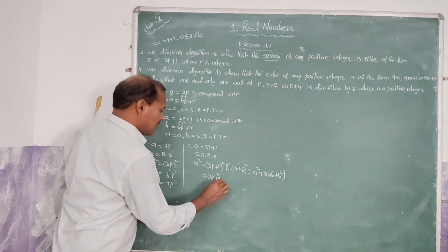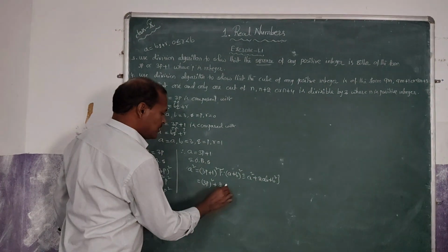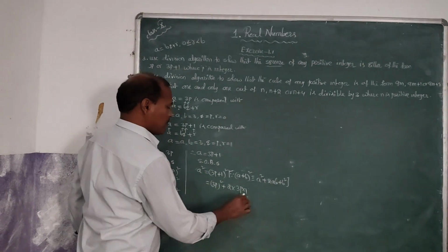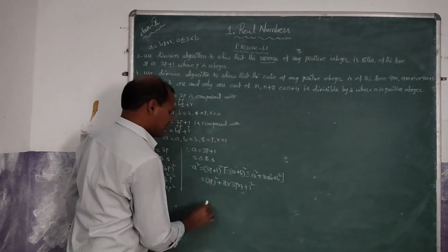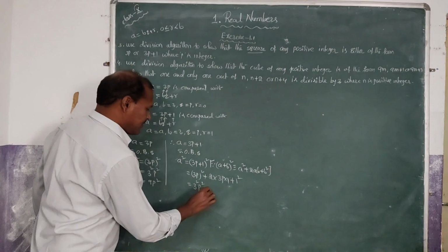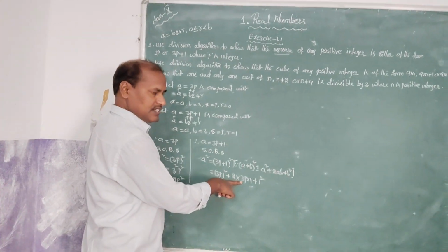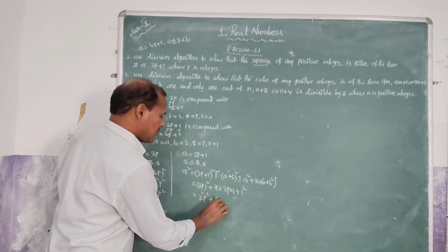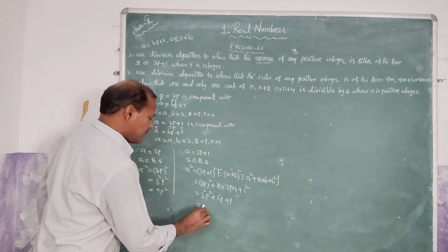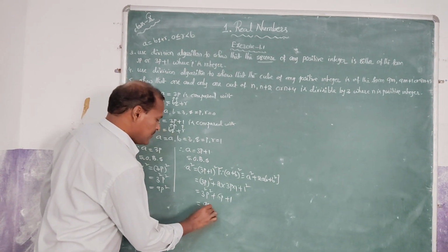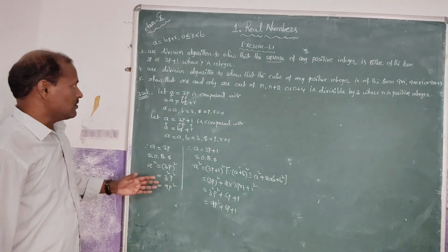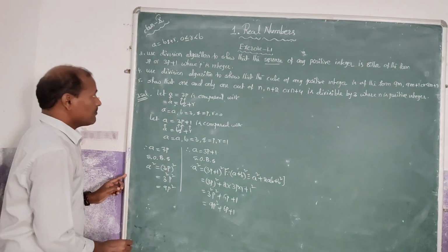3p whole square plus 2ab, 2 into 3p into 1. This is a, this is b. Plus b square means 1. Writing 3 square and p square individually, plus 2 into 3 is 6, 6 into 1 is 6p, plus 1 square is equal to 1. 3 square is 9p square plus 6p plus 1. This much is the only solution. Just write the last point.